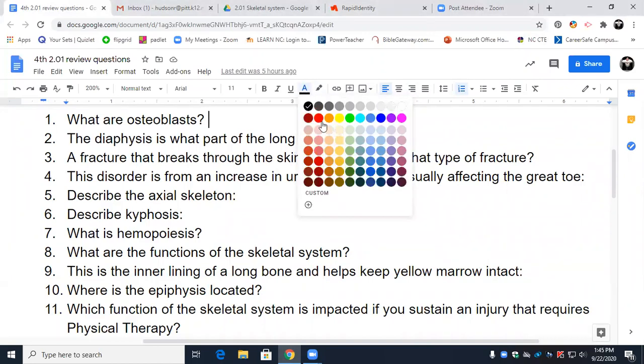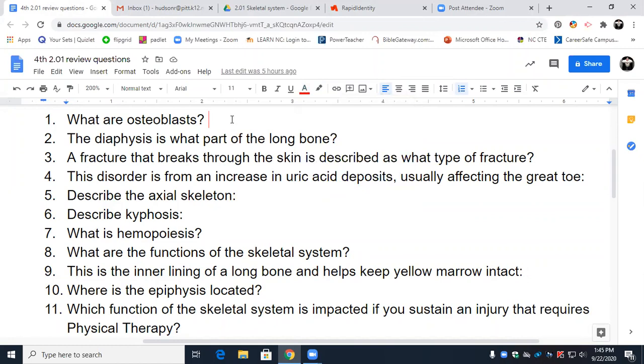So what are osteoblasts? These are bone forming cells. These are the ones that kind of go along and make new bone. And if you guys listened to my Zoom meetings last week, you'll know we get a new skeleton anywhere 7 to 10 years, basically. All right, number 2, the diaphysis is what part of the long bone? The shaft.